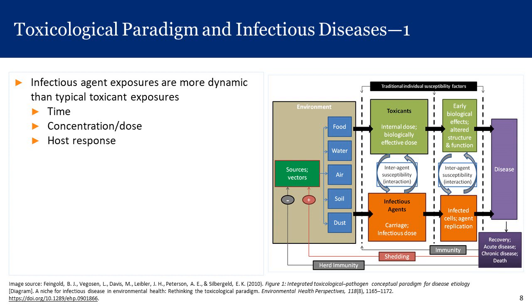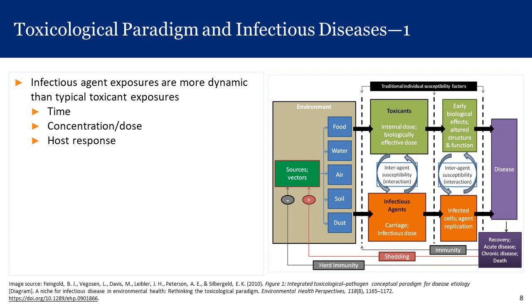We've done some thinking about how infectious diseases fit into this paradigm. They're a little bit tricky because they tend to be more dynamic than typical toxicant exposures. For example, time or concentration in dose and host response may depend on prior exposure. So for example, if we think about a source of a toxicant that goes through food, water, air, soil, or dust and exposes someone, with an infectious agent, you might have more dynamism.